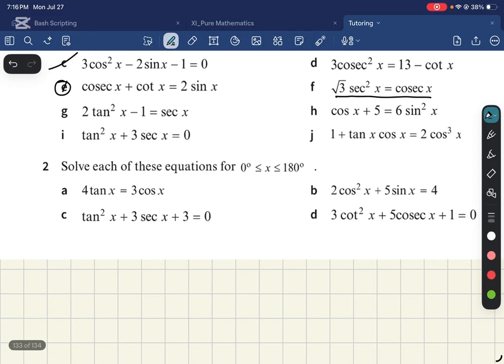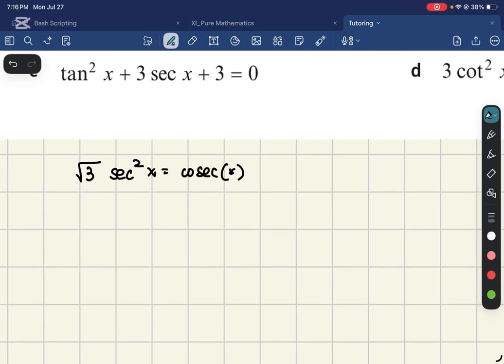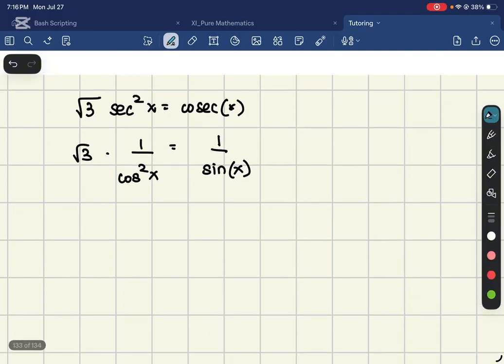All right. Part F is square root of 3 secant squared x is equal to cosecant x. Now I have secant and I have cosecant. I'm not really comfortable with this, so let me just change it to sine and cos. So I can write this as secant squared x is just 1 over cos squared x. Cosecant x is 1 over sine of x. All right. So I've gotten to this point.